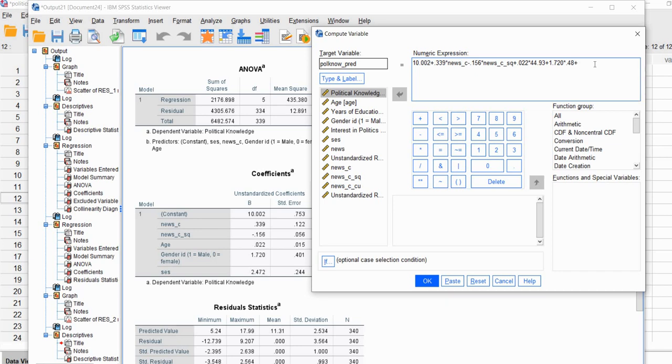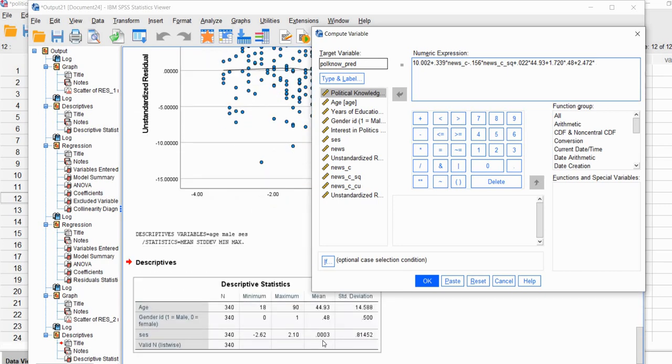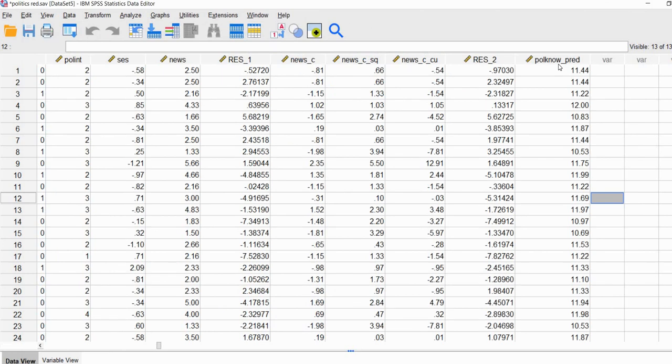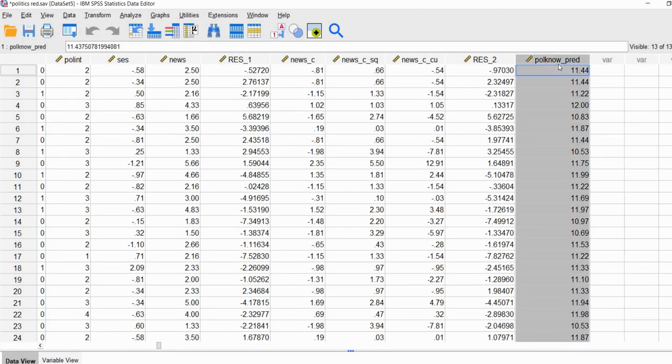Then we'll type in plus 2.472 times, and remember that our mean for this was essentially 0. It's 0.0003. I'll go ahead and put that in there, even though basically it is 0. So now you can see we've got the regression slopes for each of the covariates times their respective means. And now when we click on OK, we get our column of predicted values for political knowledge.